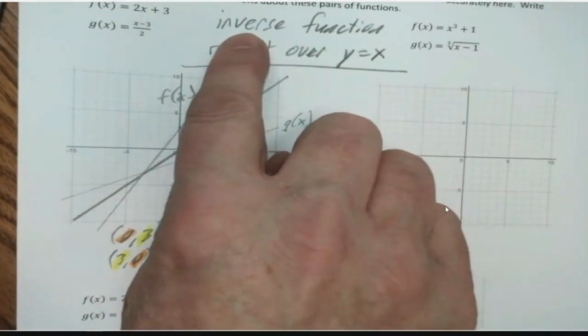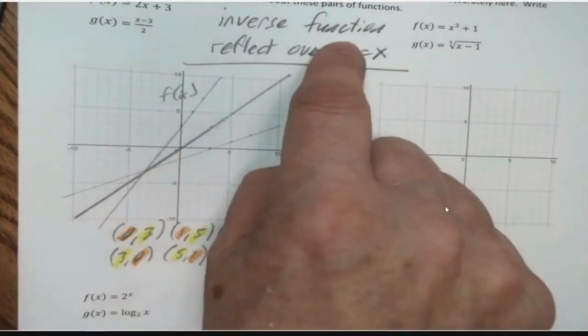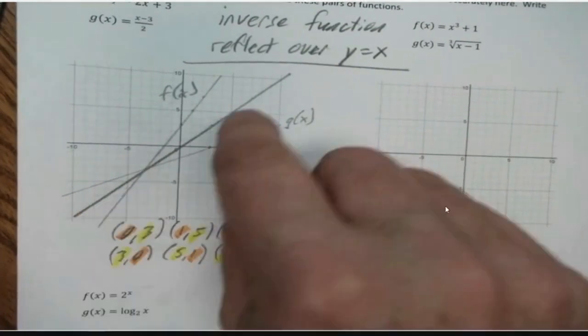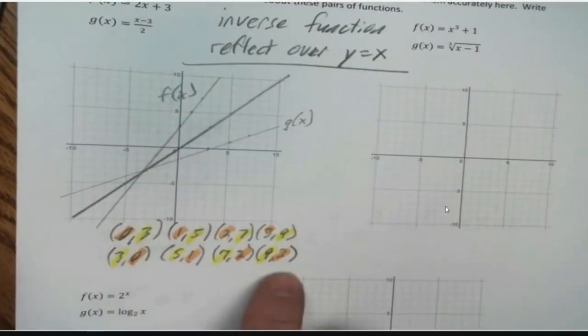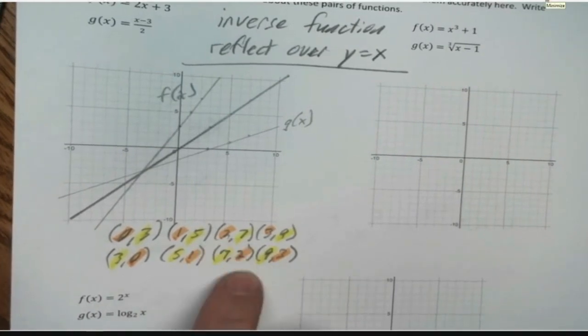This is only true for inverse functions. Not every function has an inverse, but if it does have an inverse, then you're going to see the same pattern. It's going to reflect over that, and it's going to have those points right there. They'll reverse. The x's will become the y's, the y's become the x's.